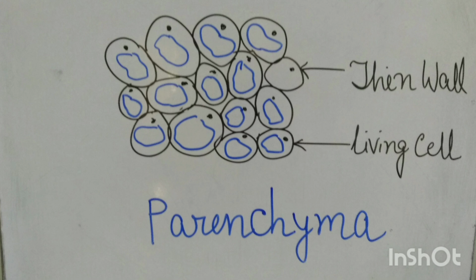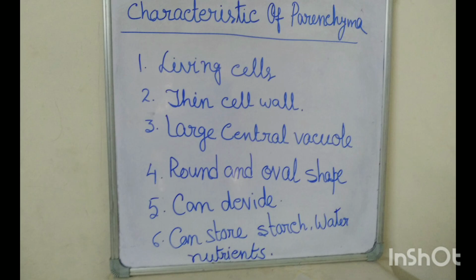Okay, now I tell the characteristics of the parenchyma. Number one, it is a living cell because it has a nucleus. And look at the previous picture, the wall is very thin, and there is a large central vacuole in the center of the cell. It has a round or oval shape. It can divide, and it can store food in the vacuoles.